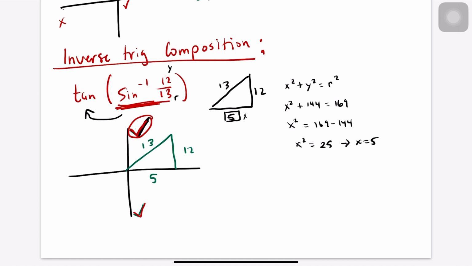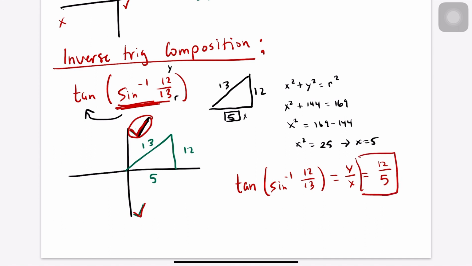So with that being said, we have tangent of sine inverse of 12 over 13 is equal to, now all we need to do really is just get what tangent is, sorry, and tangent is y over x, which then becomes 12 over 5. And that's your answer, 12 over 5.